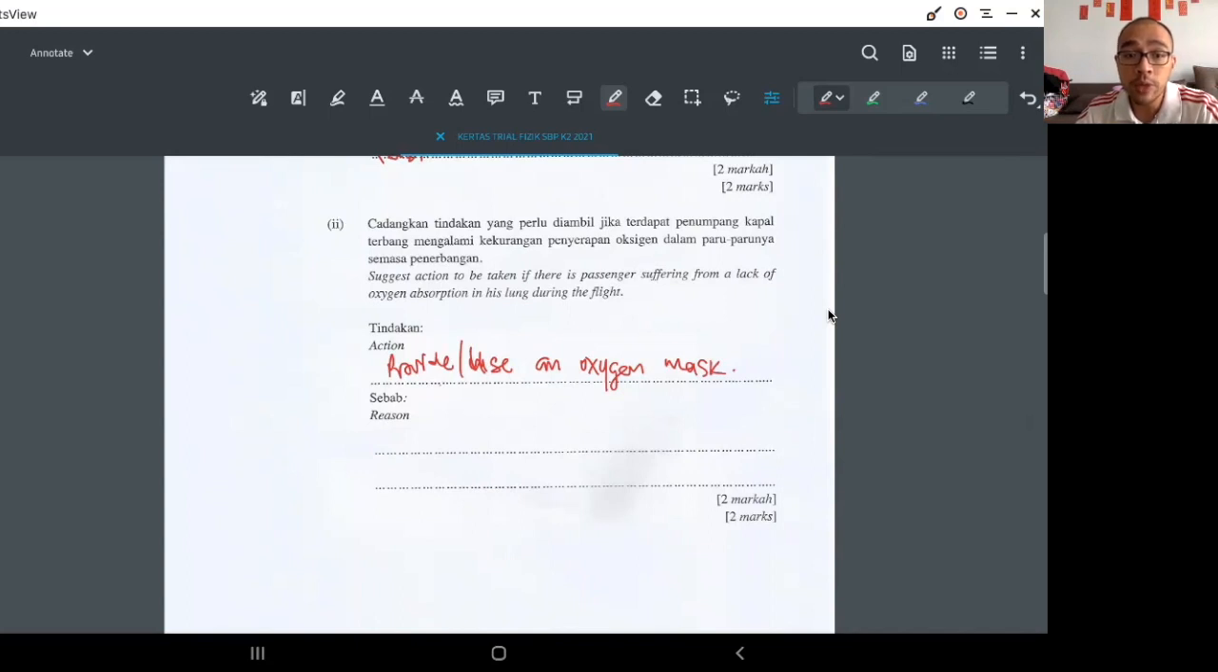Okay, so we use an oxygen mask to supply more oxygen to the passenger.